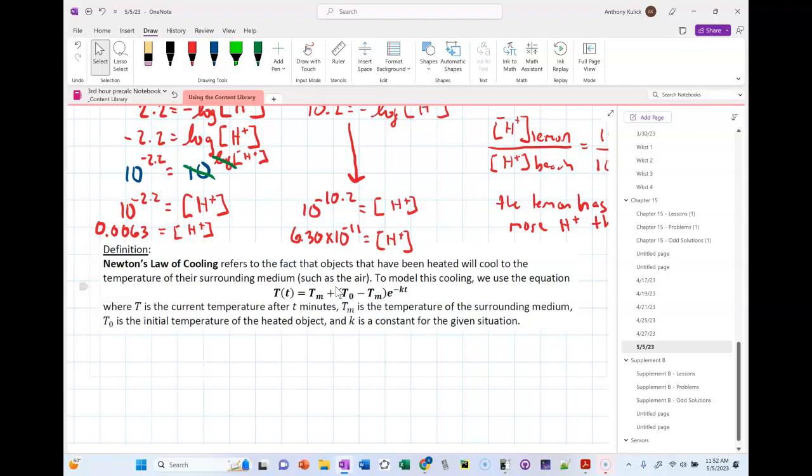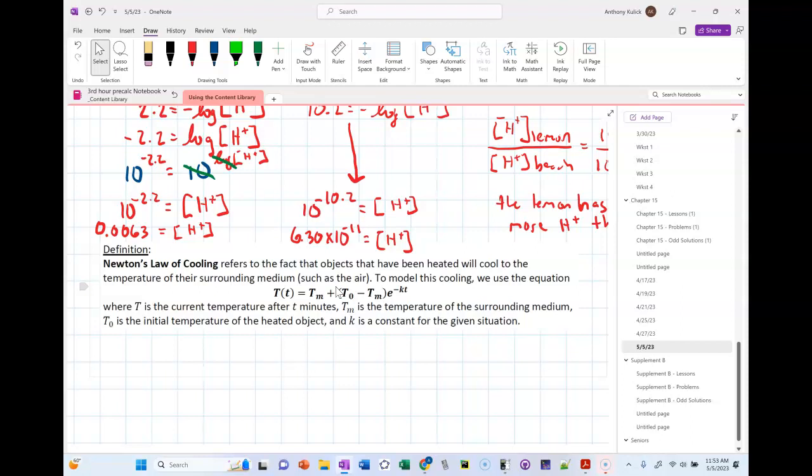T naught is the initial temperature of the heated object. That's the temperature of the object when you finish heating it up. So maybe if you're boiling something, it's 212 degrees Fahrenheit. Maybe if you're forging a sword, though, it could be thousands of degrees. The surrounding medium is just the surrounding area. The air temperature, or if you're dipping it in water, the water temperature. Wherever you're going to be cooling the object.